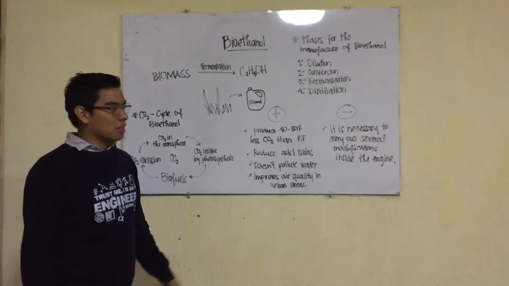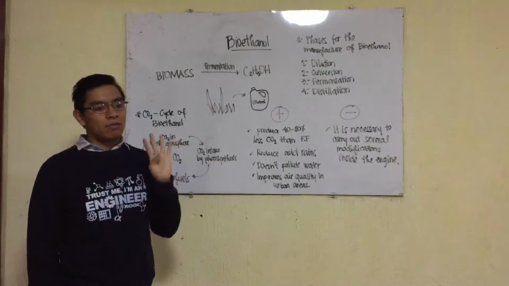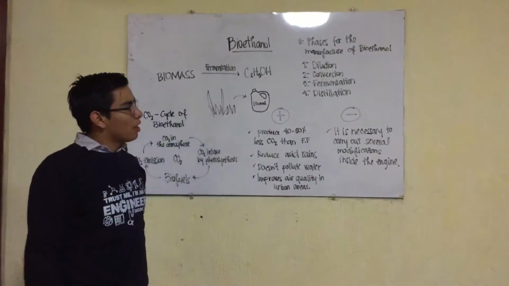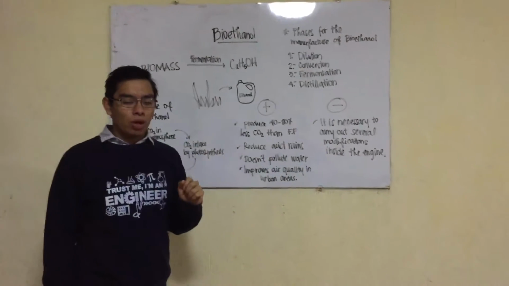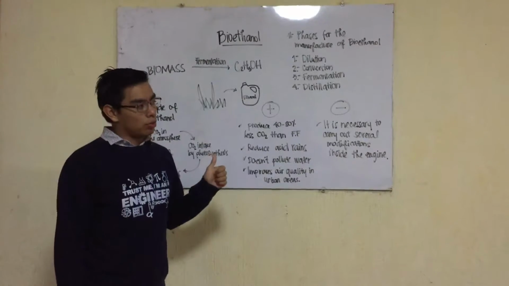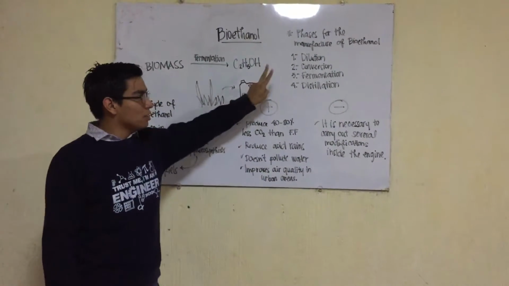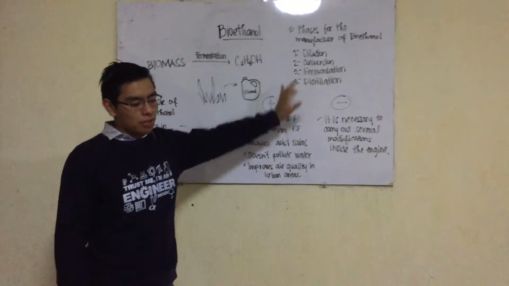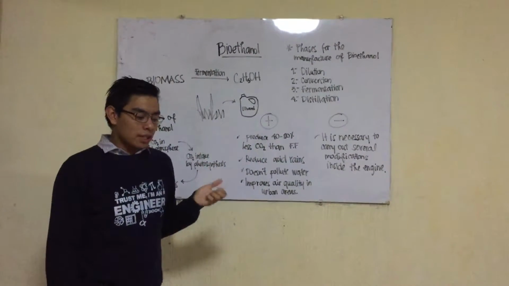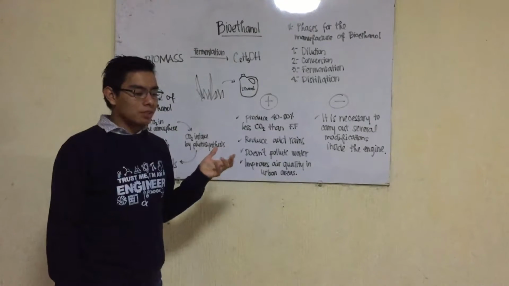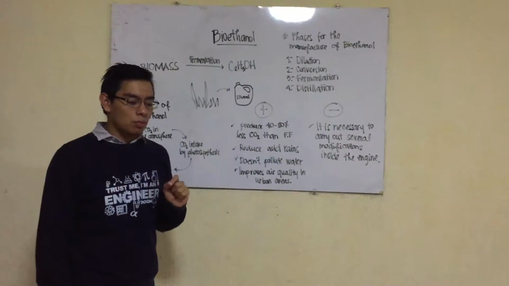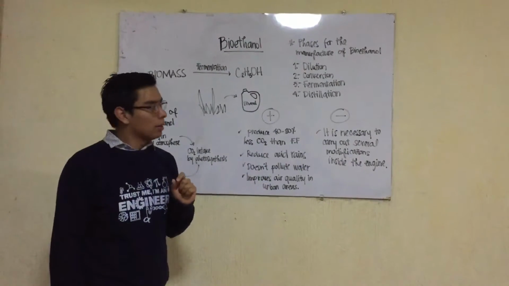The chemical reaction in this case is fermentation, and it consists of 4 phases in order to produce this kind of ethanol. The first one is dilution. In the dilution, we're going to add water to the biomass that we're going to use to produce the ethanol. The second phase is the conversion. In the conversion, the cellulose that the biomass has is going to transform its properties in order to become a fermentation sugar.